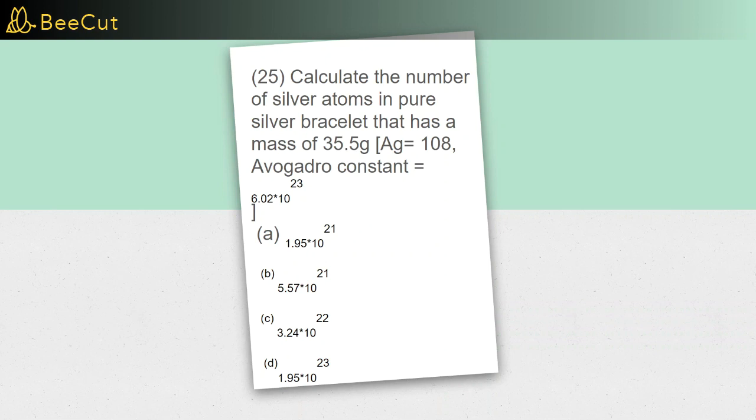And we're given 35 grams. We want to calculate the number of atoms. To calculate it, that shows the number of atoms, X, is equivalent to 35 grams. Now to do this, it will give us 6.02 times 10 raised to power 23 multiplied by 35 divided by 108. The answer is 1.95 times 10 raised to power 23. That is the correct answer. Option D is the correct answer.